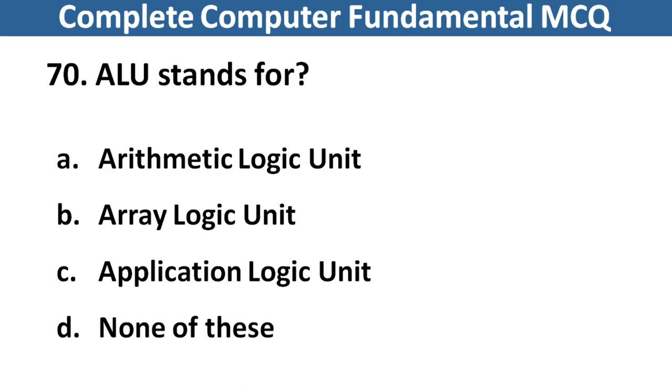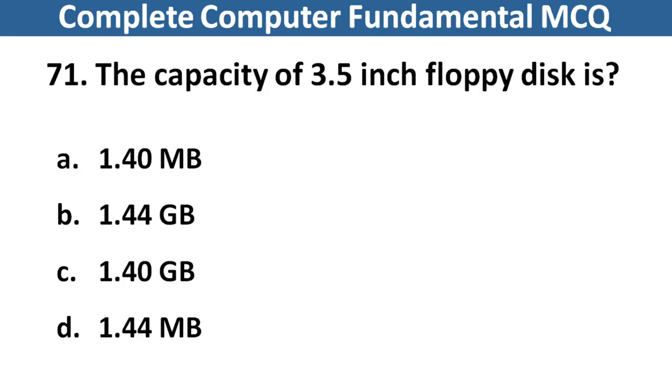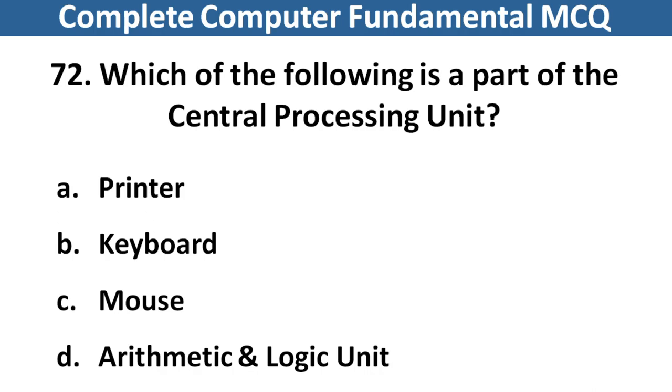Next question. ALU stands for dash dash. Right answer is option A, arithmetic logic unit. Next question. The capacity of 3.5 inch floppy disk is dash dash. Right answer is option D, 1.44 MB. Next question. Which of the following is a part of the central processing unit? Right answer is option D, arithmetic and logic unit.